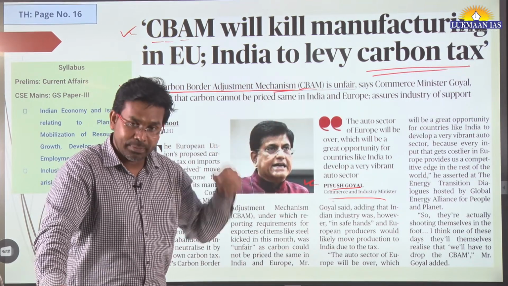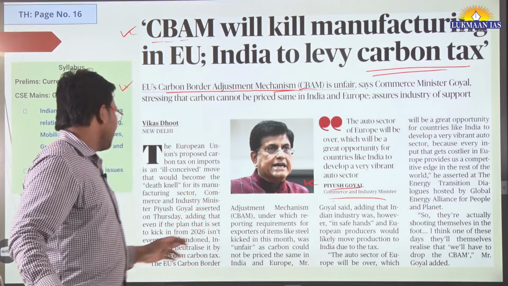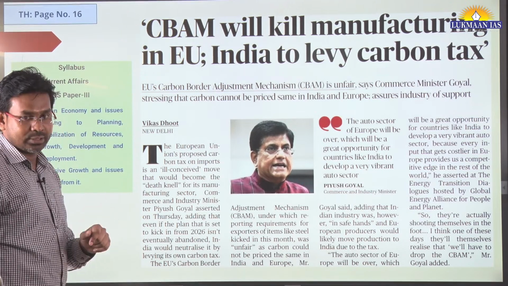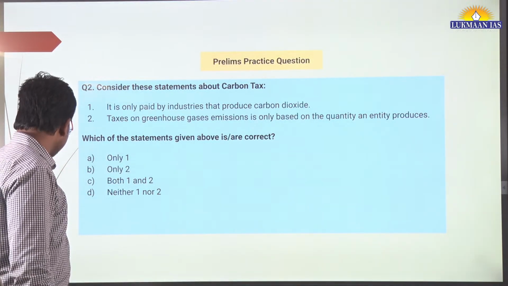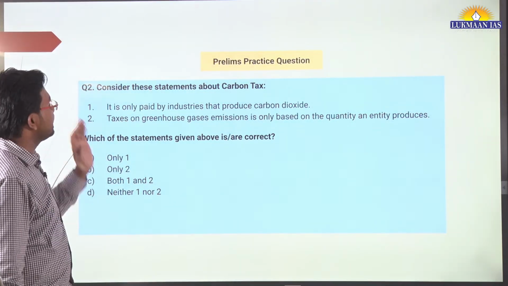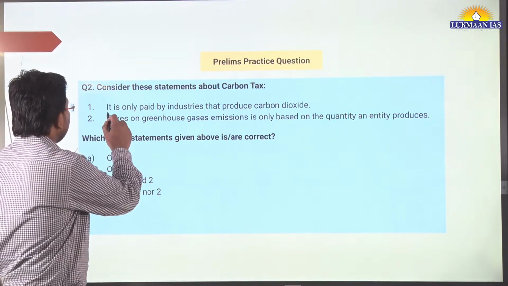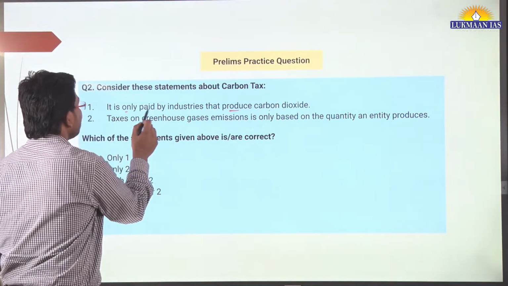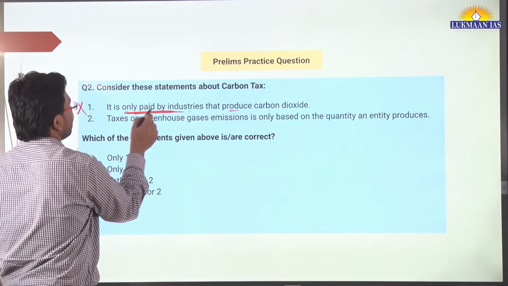So carbon tax may be applied directly on those industries that are involved in it, and it may be applied also on those goods that are carbon intensive. For example, we will solve a question and then we will understand. Consider these statements about carbon tax. It is only paid by industries that produce carbon dioxide. Only paid by industries. Okay, this is wrong.